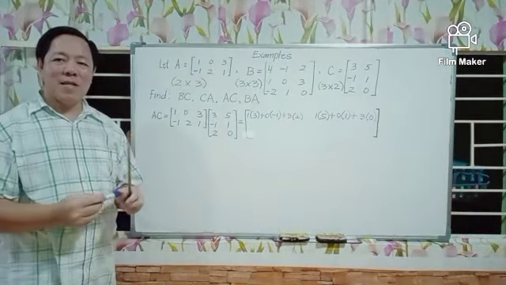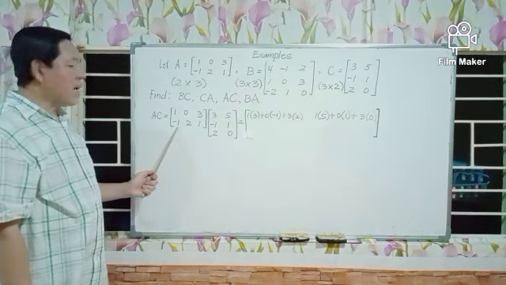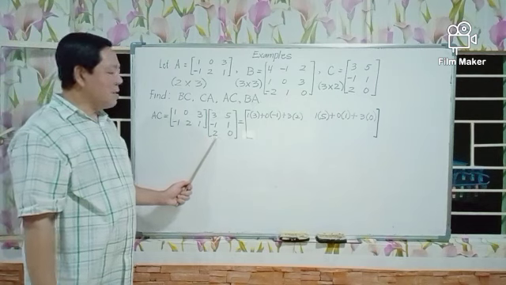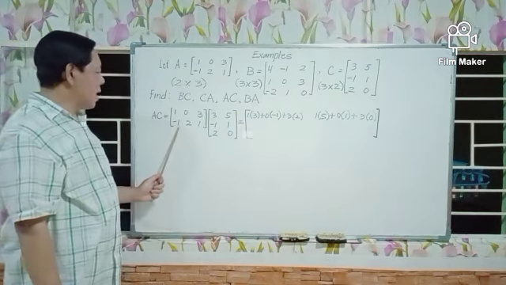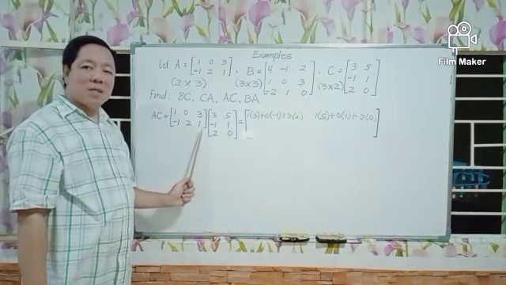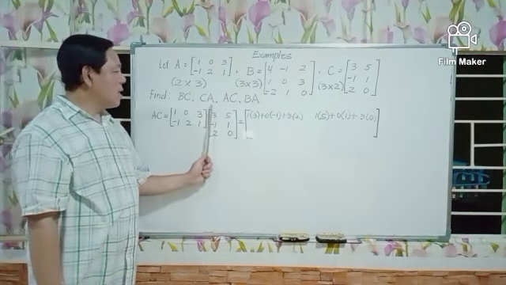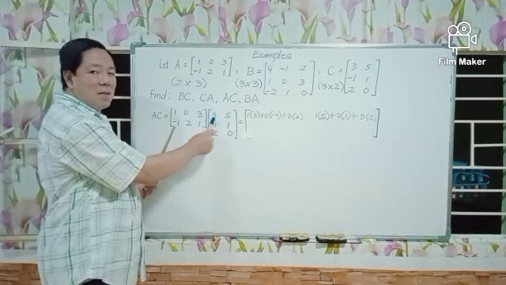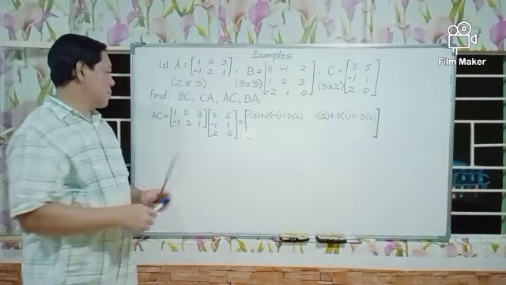Now we get the entries of the second row of the product by multiplying the entries of the second row of matrix A by each column of matrix C. Multiply the second row of matrix A by the first column of matrix C. Negative 1 by 3 plus 2 by negative 1 plus 1 multiplied by 2.